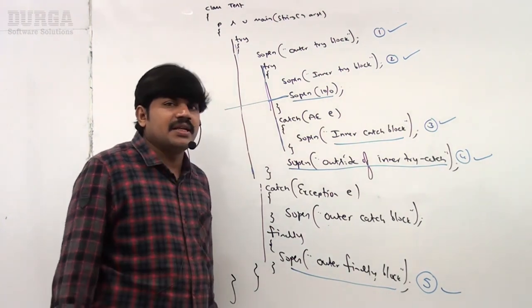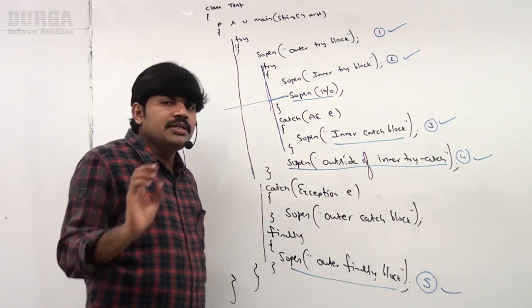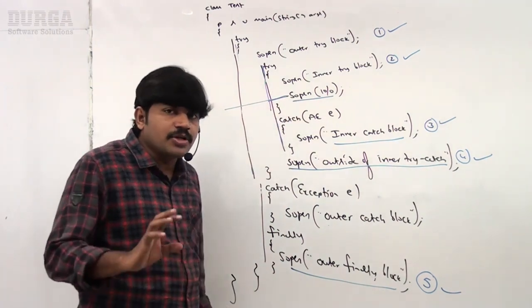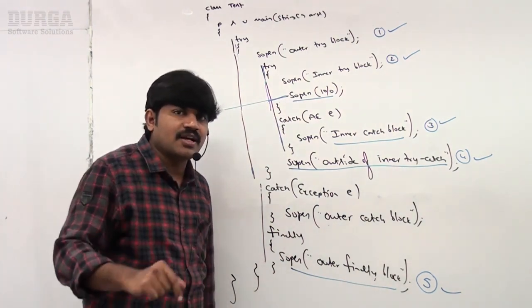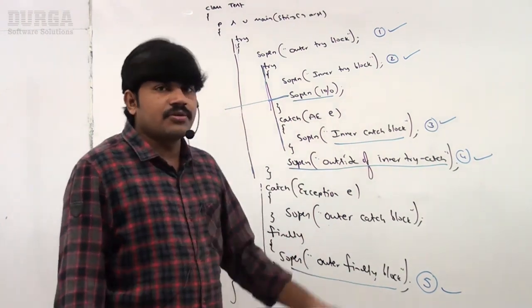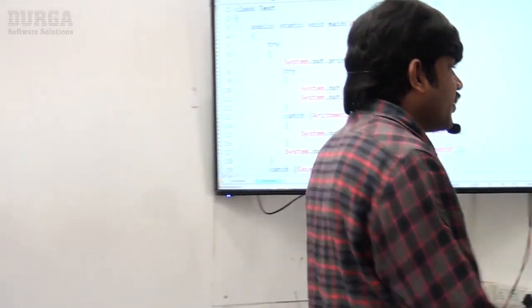So my intention is you have to know, is it possible to take try catch inside a try block or not? Is it possible to take try catch inside catch block or not? That's what I want to show you with a small program, right? Let me execute this code. Have a look once. Observe carefully, sir.